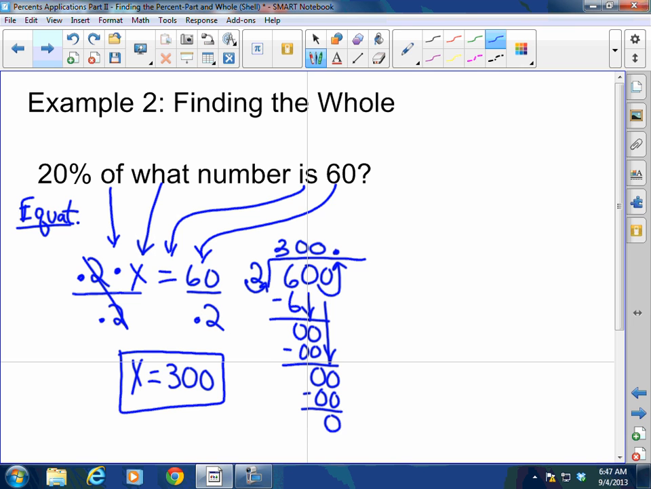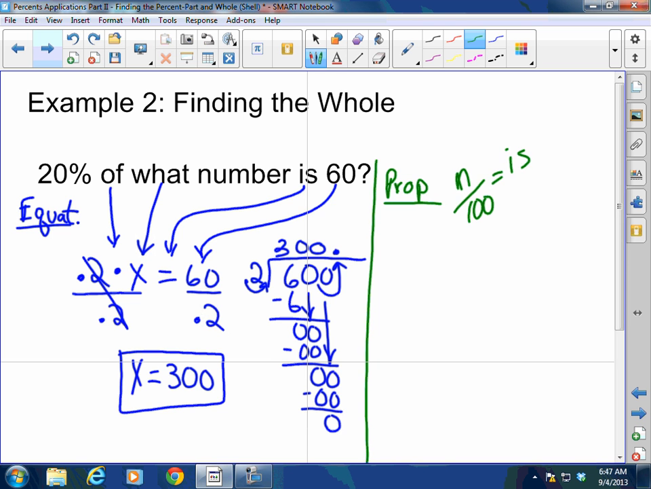All right, let's try this in the proportion method. For those of you that like proportions. Okay, let's do it. Remember, we got percent over 100 equals is over of. All right. So I got 20% of what number is 60. So 20 over 100, that's my percent over 100.